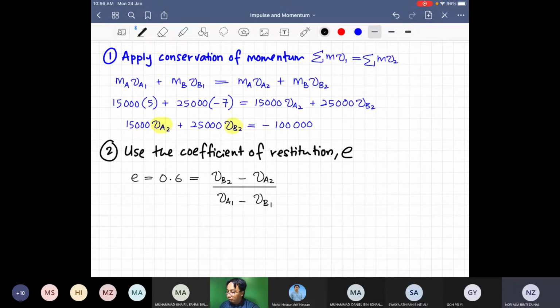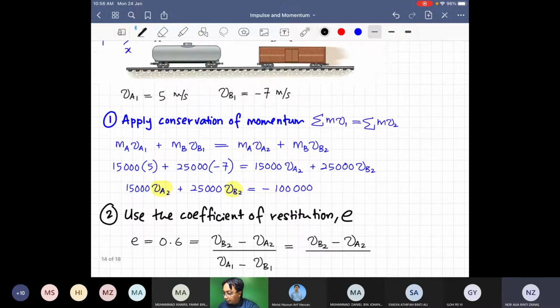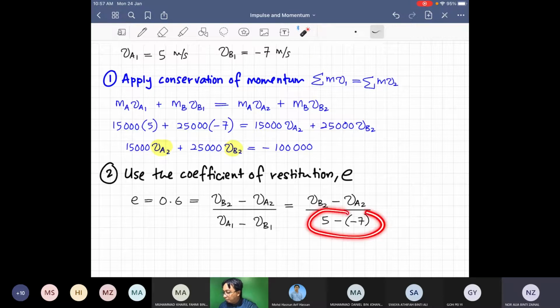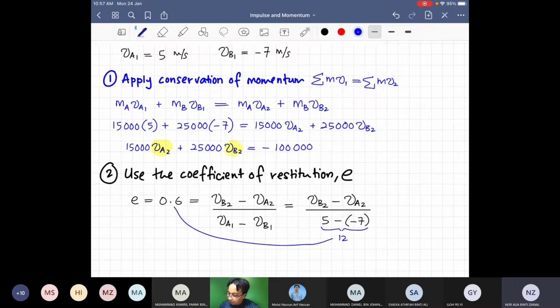So now we substitute all the values. VB2 is unknown, so we write VB2 minus VA2, also unknown, divided by VA1, which is 5 meter per second. So we write 5 minus VB1, which is negative 7, or minus 7. Here we get 5 plus 7, which is 12. Over here we get 12. Then we can multiply this 12 by 0.6 to bring it up.